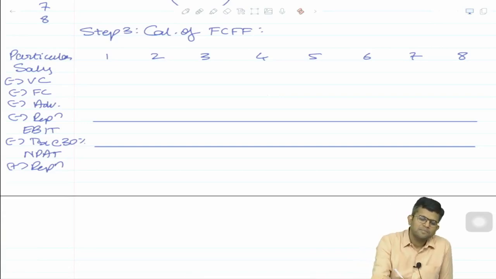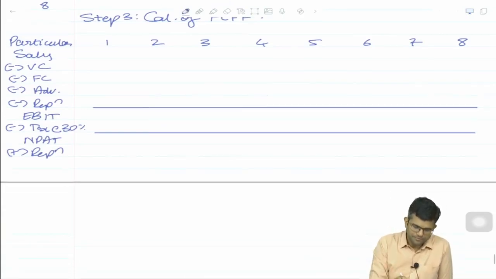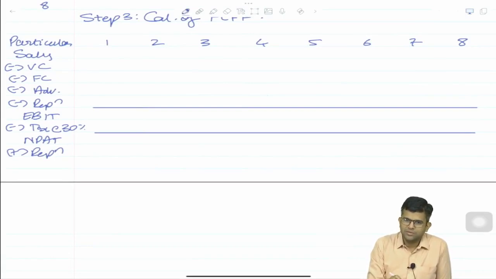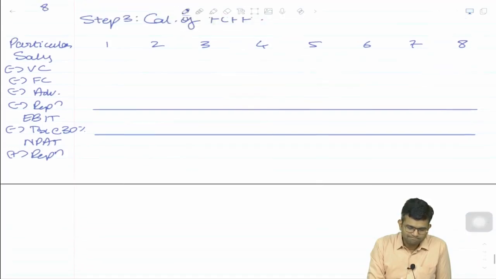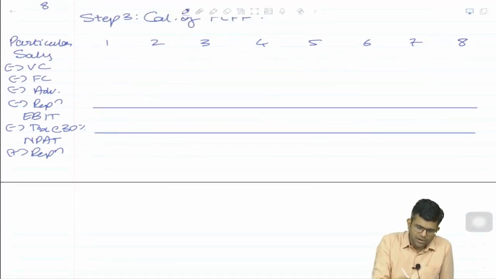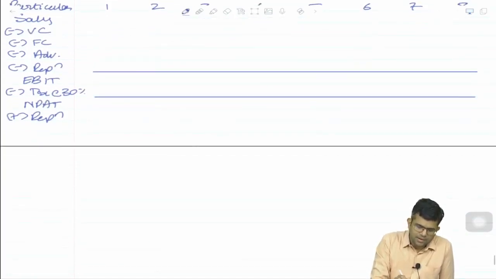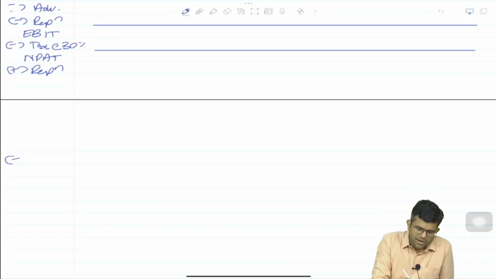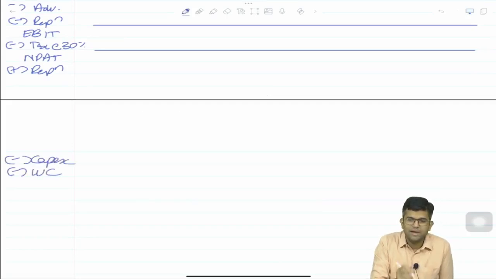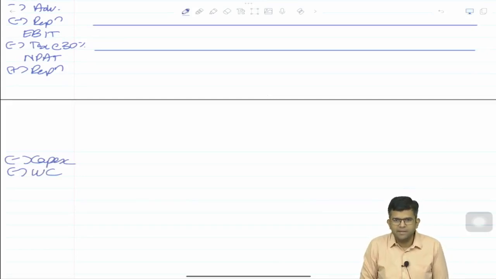See, all the best to all of us, and I hope we sail through. All right. So now don't write this. Don't write this. There is a reason. I will write here minus capex and minus investment in working capital. Everyone ready? Okay.